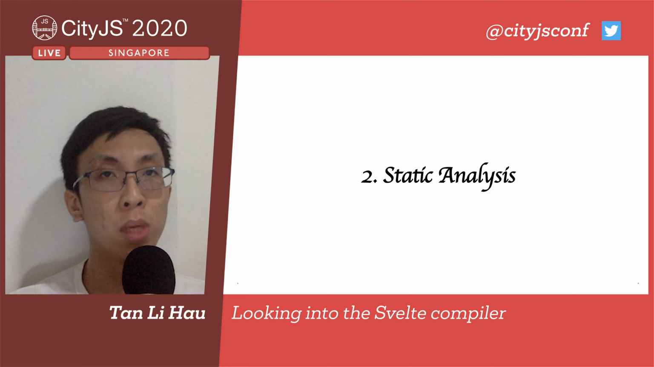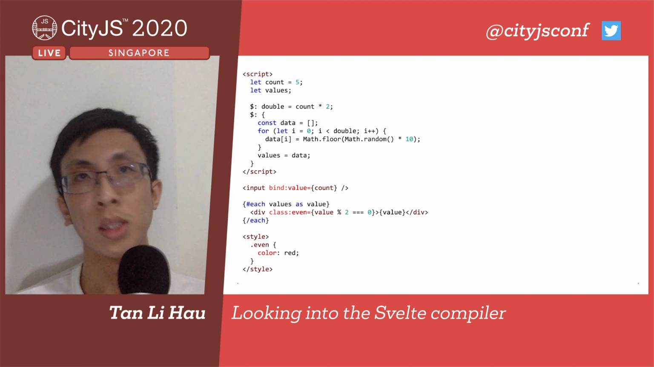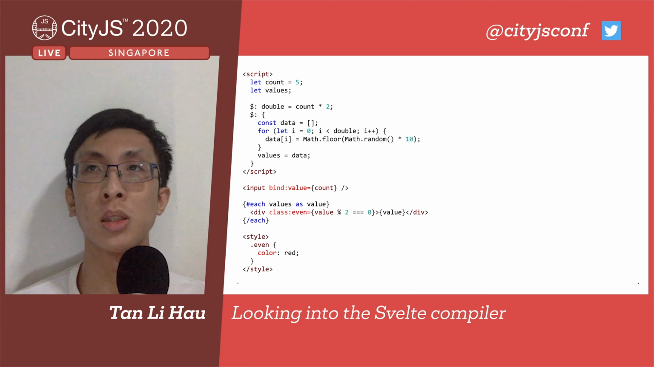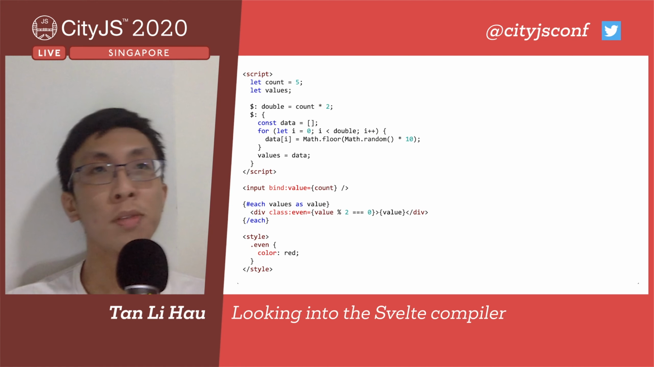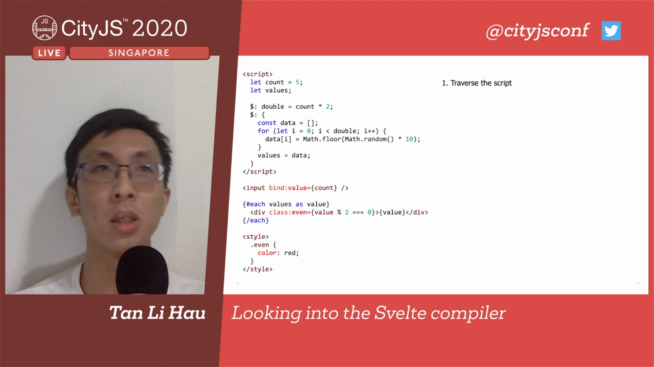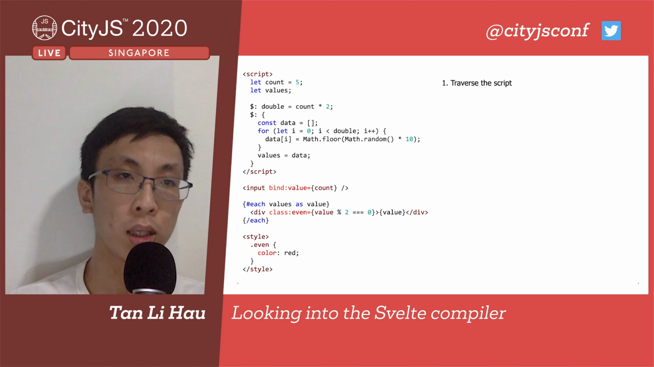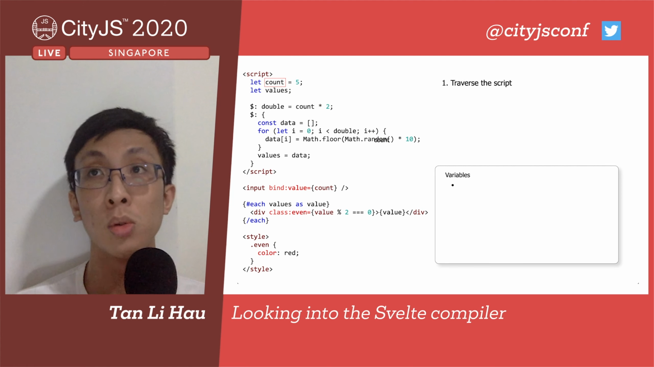The next step is to analyze the AST. Here our code is already in AST, but to help visualize the process, I'm going to show you the original code. The first thing Svelte does is to traverse through the script AST. Whenever it encounters a variable, in this case count, it will record down the variable name.